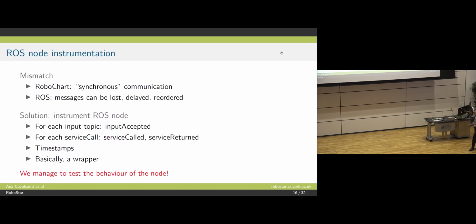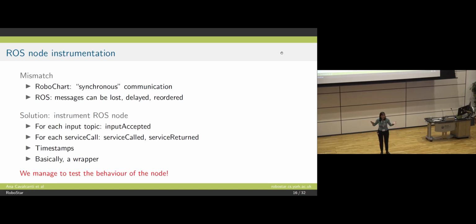But as I said, the ROS node needs to be instrumented. And why is it? So basically, because there is a bit of a mismatch. And that mismatch is as follows. In RoboChart, it has "synchronous" communication. I put synchronous there in quotes because it's not like in a synchronous language, like a hardware language. That's not what I'm talking about. It's basically that this is a high-level model.